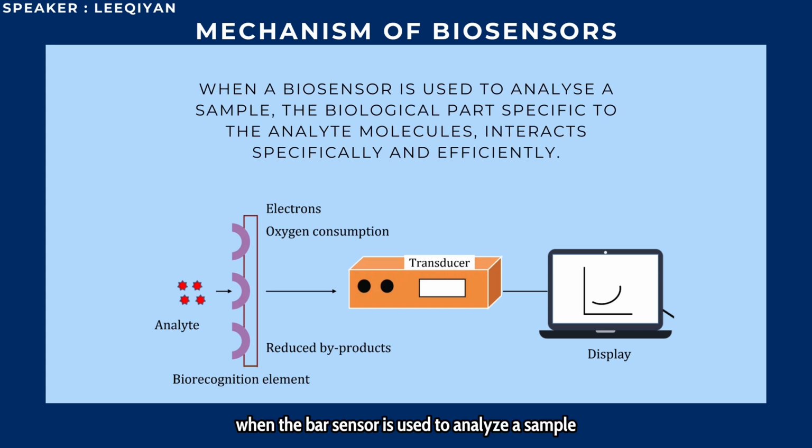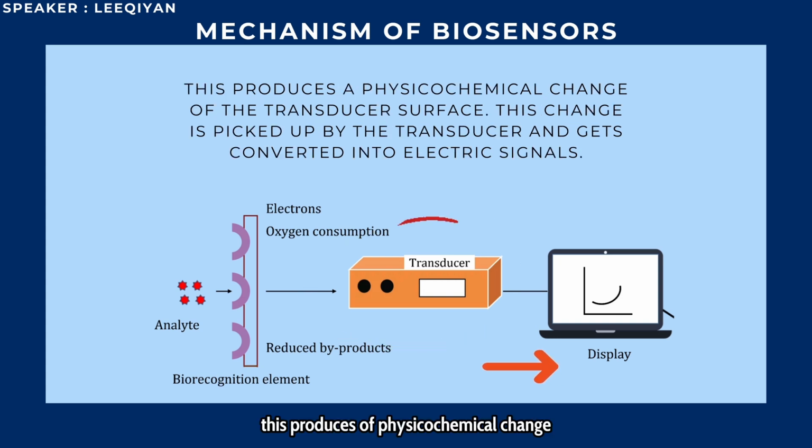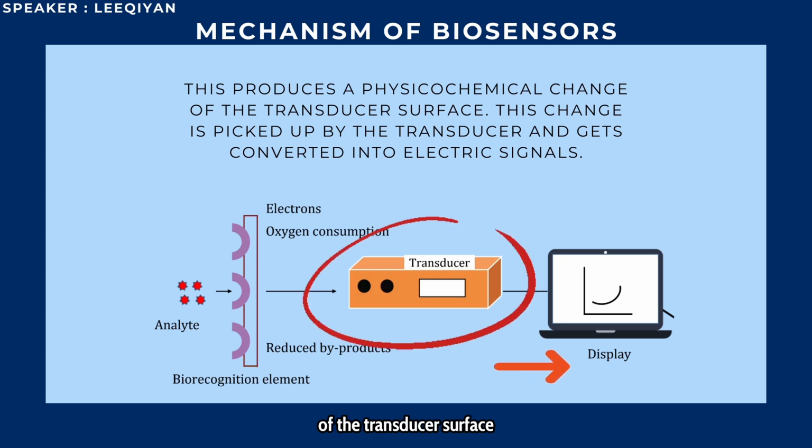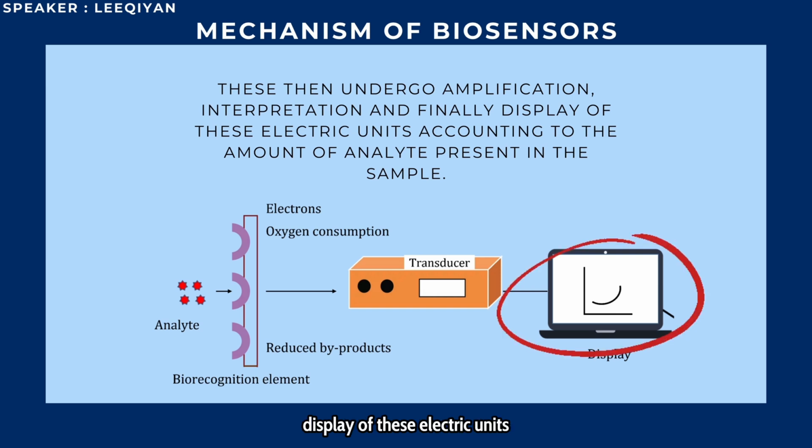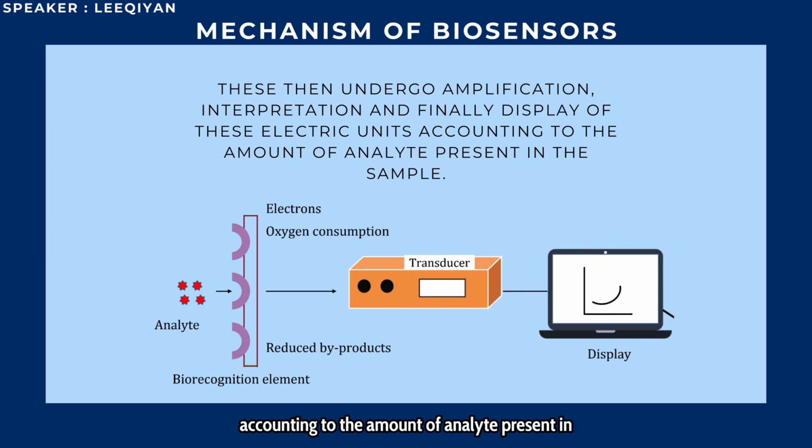When the biosensor is used to analyze a sample, the biological part specific to the analyte molecule interacts specifically and efficiently. This produces a physicochemical change of the transducer surface. This change is picked up by the transducer and gets converted into electric signals. This then undergoes amplification, interpretation, and finally display of these electric units accounting for the amount of analyte present in the sample.